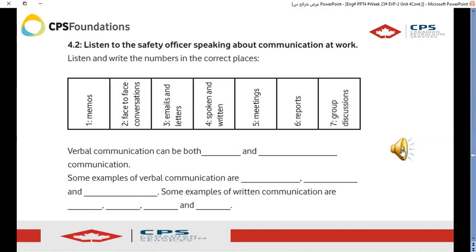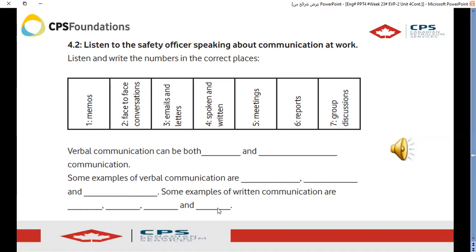Let's start. 4.2. Verbal communication can be both spoken and written communication. Some examples of verbal communication are face-to-face conversations, meetings and group discussions. Some examples of written communication are memos, reports, emails and letters.